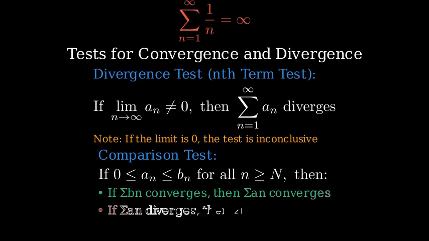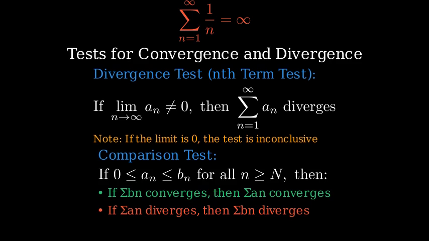Next, we have the comparison test. If we have two series, sum of a sub n and sum of b sub n, where 0 is less than or equal to a sub n, less than or equal to b sub n for all n greater than or equal to some value N, then if sum of b sub n converges, then sum of a sub n also converges.